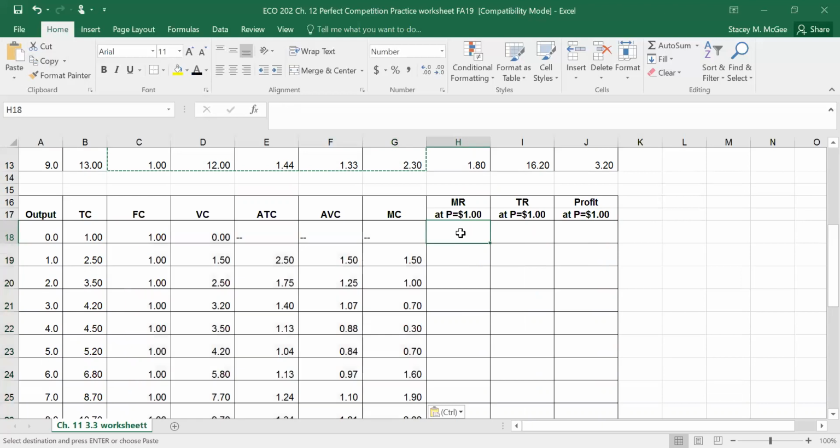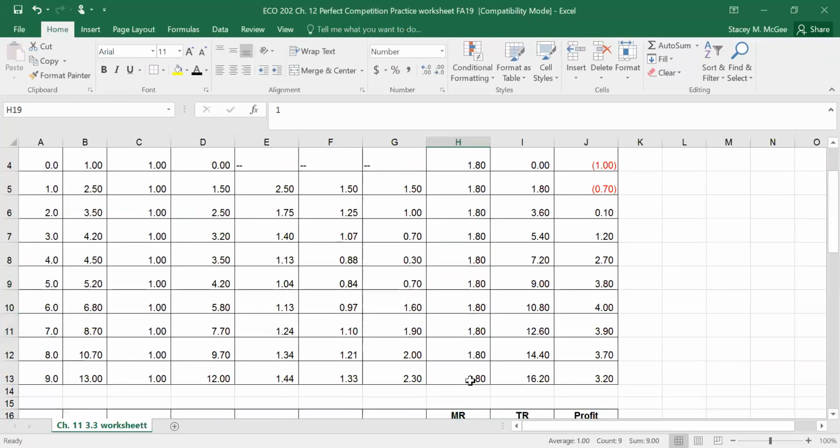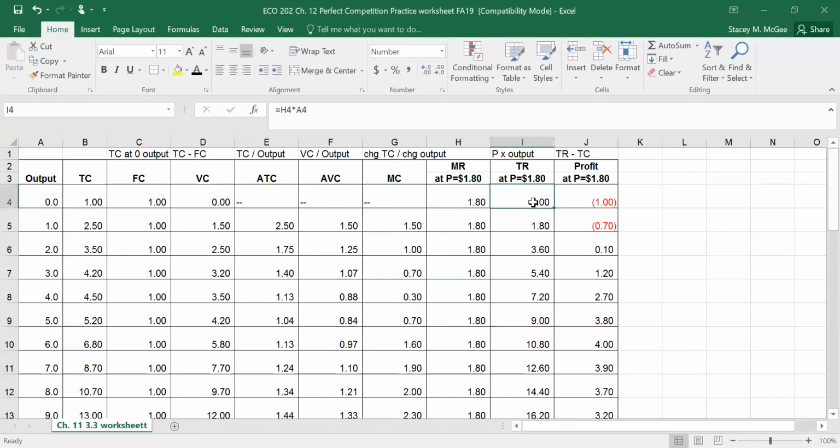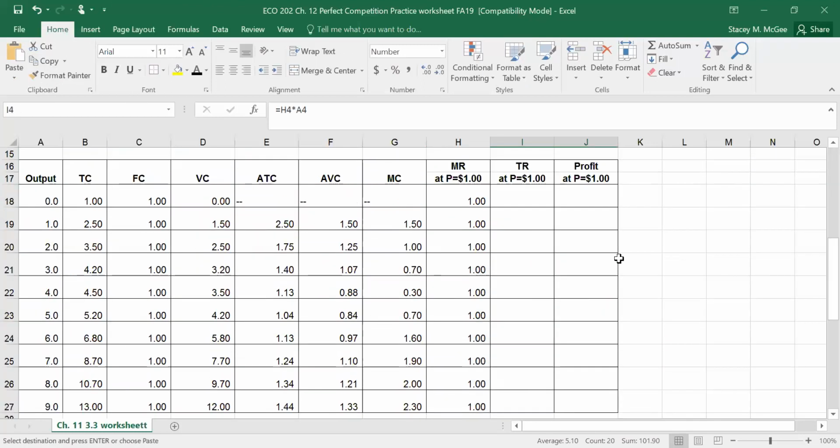And then here, the revenue is $1. If the price drops down to $1, what should she do? And so if we copy that down, now these formulas are the same. It's still the price times the output that is going to give you the total revenue.